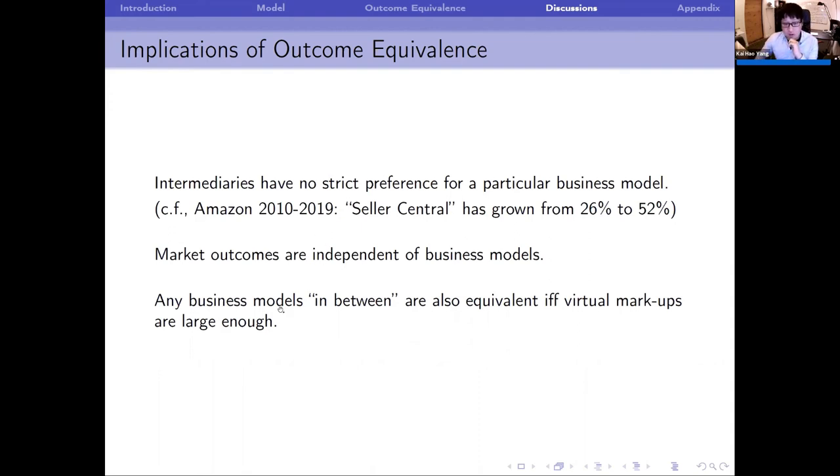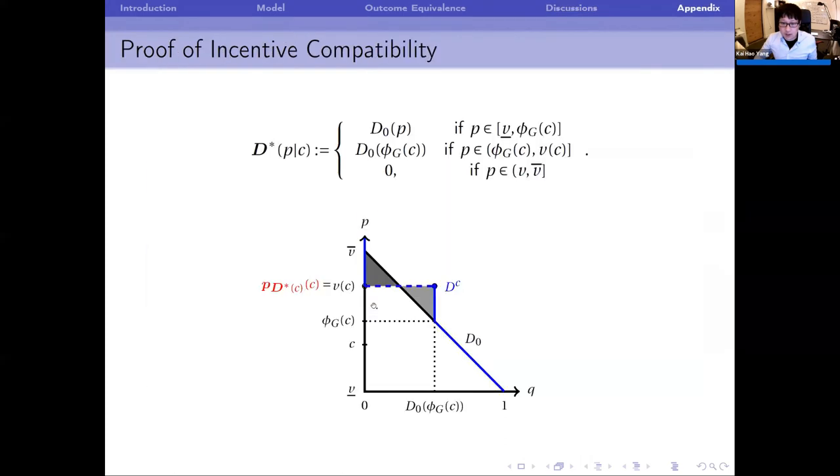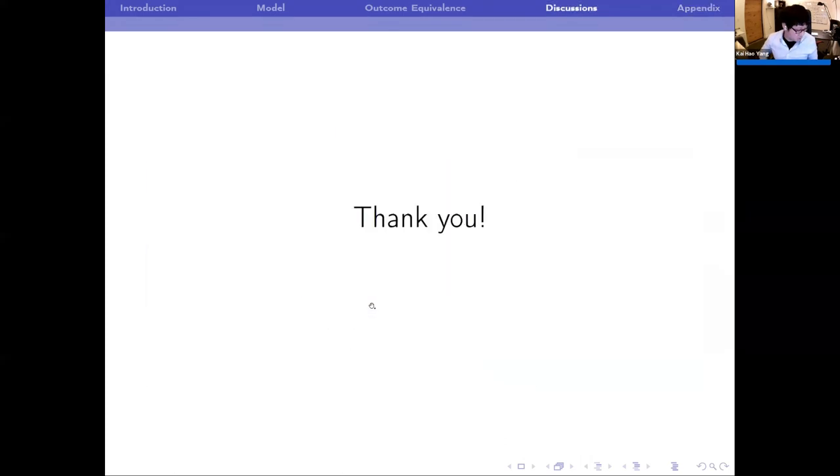And one last word about business models in between. The two business models, the strong contracting and weak contracting models, are quite a strong assumption. One allows full contracting ability, one allows none of the contracting ability in the product market. But the equivalence result means that any other business models in between are also going to be equivalent when the two extremes are equivalent. Okay, and that's basically all I have to say for today.